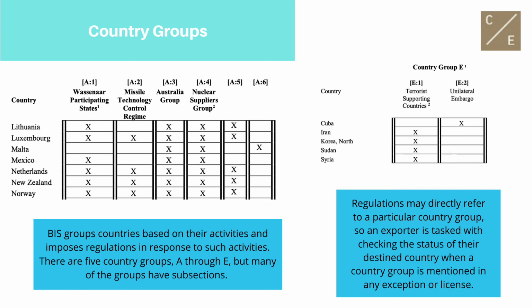On the left is an example of Group A country groupings. So, if an exception or license mentioned A1 countries, this will refer to all of the countries shown except for Malta. On the right are Group E countries. In this situation, if an exception or license referred to E1 countries, this would not include Cuba. But if it referred to Group E countries generally, it would refer to all of the countries listed.